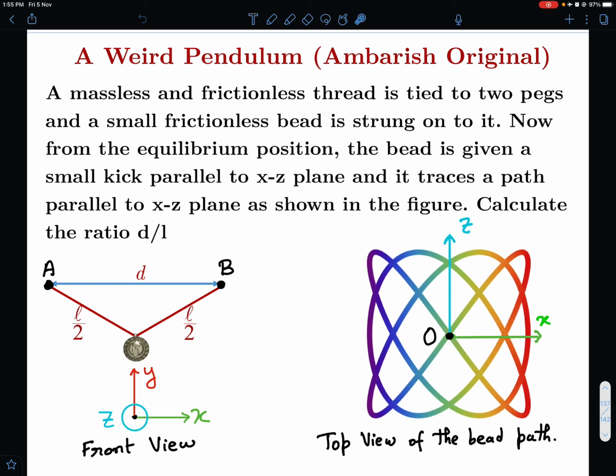So I can find out the time period in the xy plane in terms of d and l, if I know the radius of curvature of the ellipse. I'll show you the mathematics, but in essence, once I know the radius of curvature, I can find out the time period as 2 pi under root r by g.